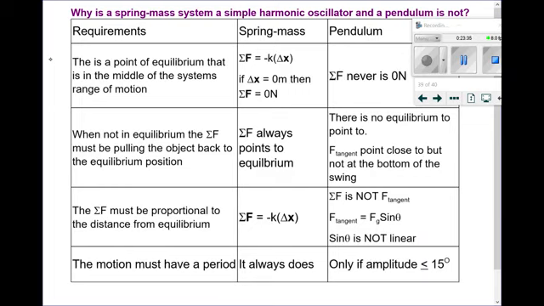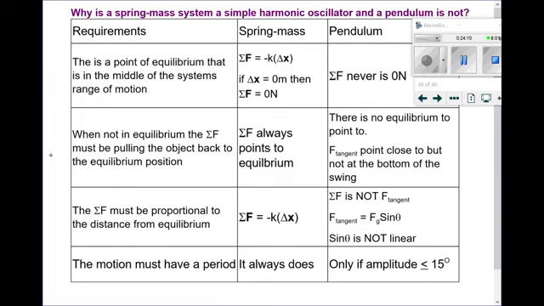The net force must be proportional to the distance from equilibrium. It has to follow Hooke's law. Well, for a spring, the only law it follows is Hooke's law: k delta x for its magnitude. The vector force is equal to negative k delta x. So it is directly proportional.